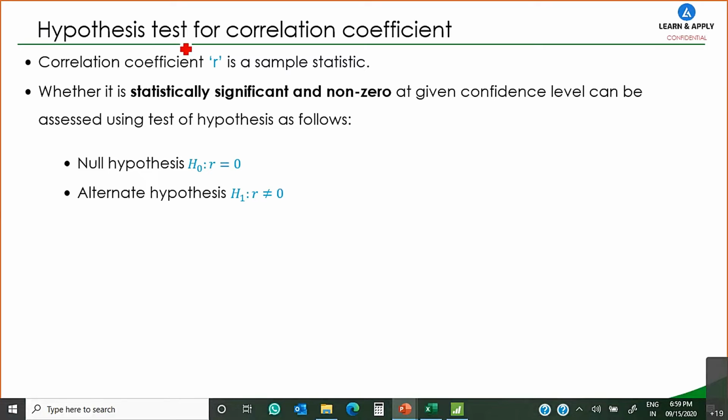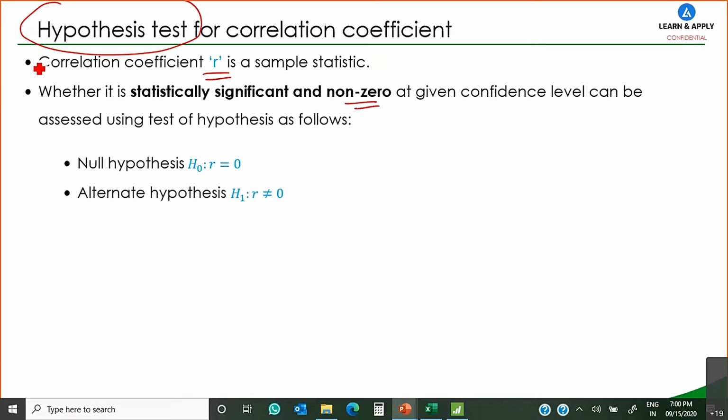For that purpose, we are going to use hypothesis testing. And what is that hypothesis testing? It's a very detailed analysis tool. We will see it sometime later. But from the correlation and regression point of view, let's understand. We had seen R, which is nothing but a correlation coefficient, indicating what kind of relationship exists between the two variables. Whether it is statistically significant and non-zero at the given confidence level can be determined using a test of hypothesis.